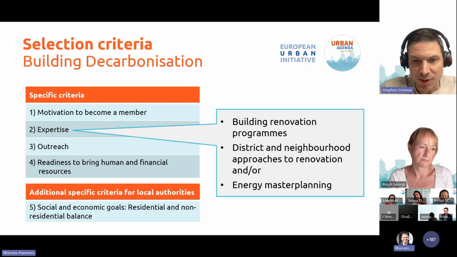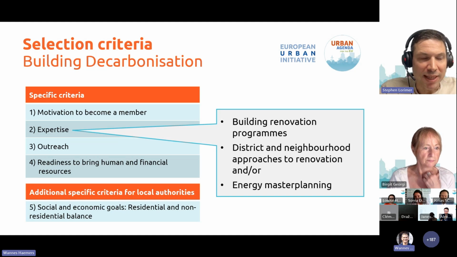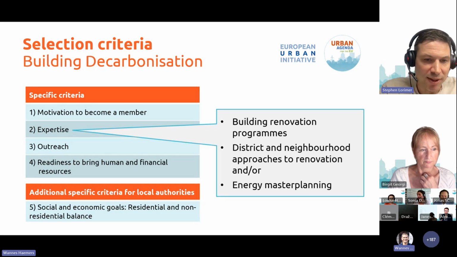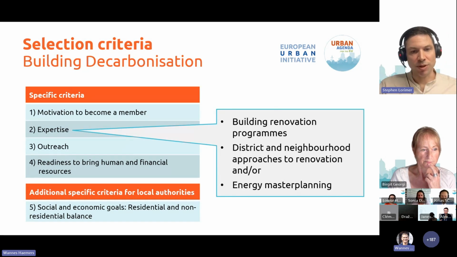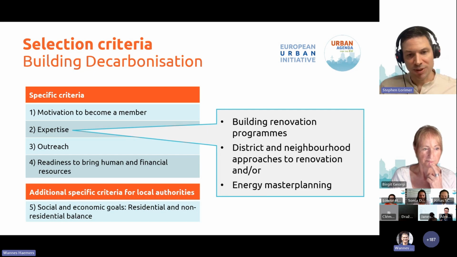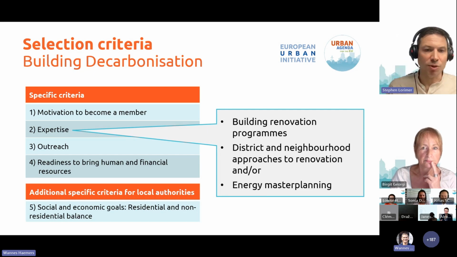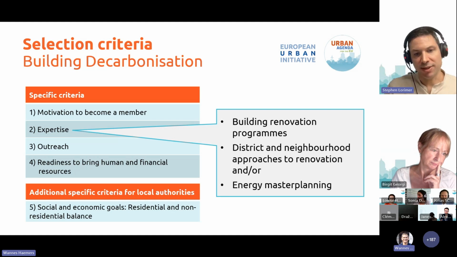We're also saying, and this is something which might generate some questions, the criteria of local authorities, that we're asking local authorities to say whether they anticipate that their integrated renovation programs have a balance of residential and non-residential use. That's to make sure that there's a balance of social and economic goals covered within renovation programs, that it's not concentrated in one sector or another of that city, or one particular type of renovation program or another, to be able to provide that balance across.